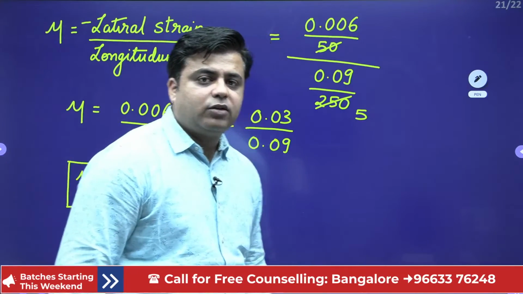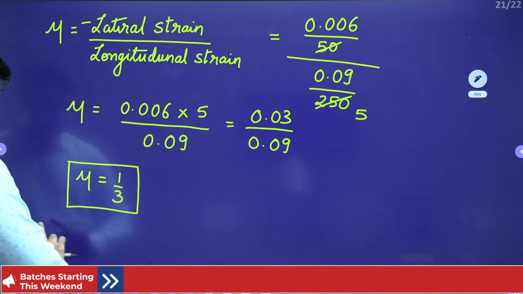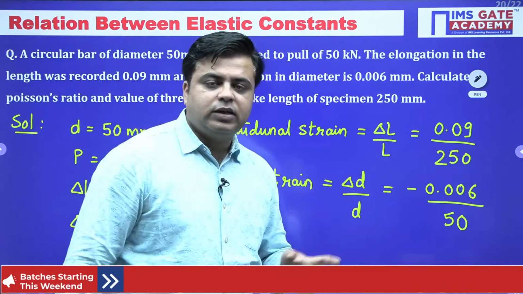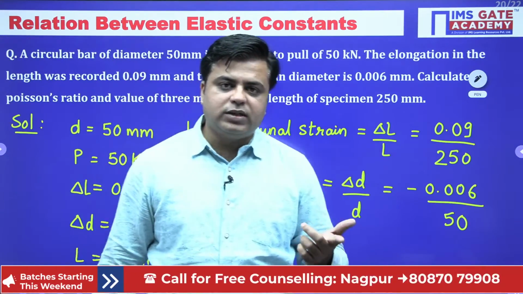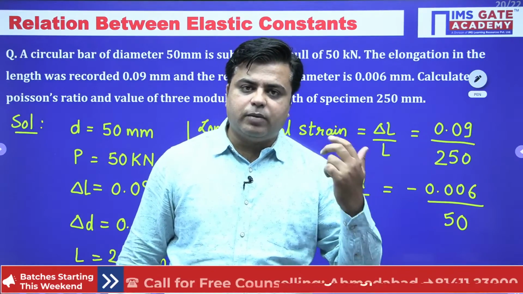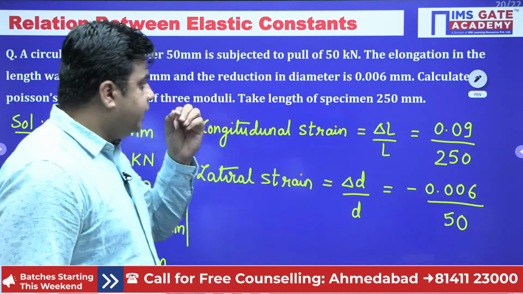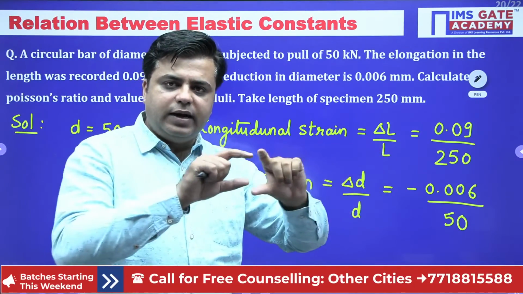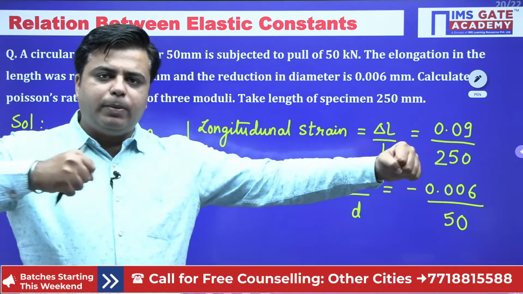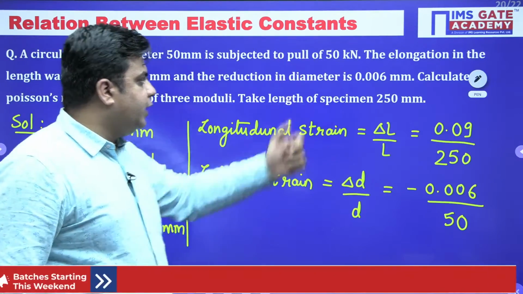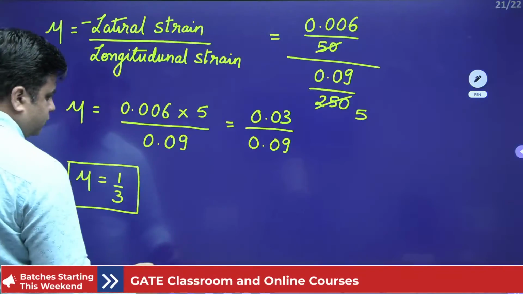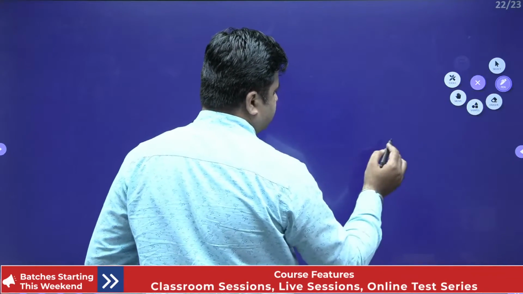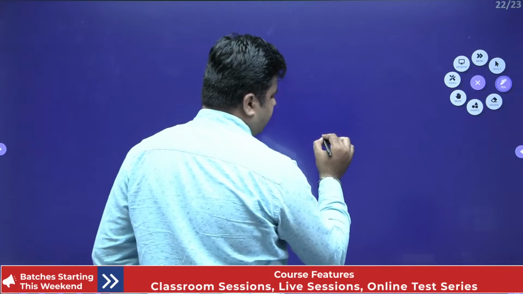Next, you need to calculate the value of the other moduli. The other moduli include the Young's modulus, the second one is the shear modulus, and the third one is your bulk modulus. But the data given here is that you have a circular bar, a cylindrical bar, over which you are applying the tensile load of 50 kilonewton. So in this question, the scenario given is like this. You have this cylindrical bar.